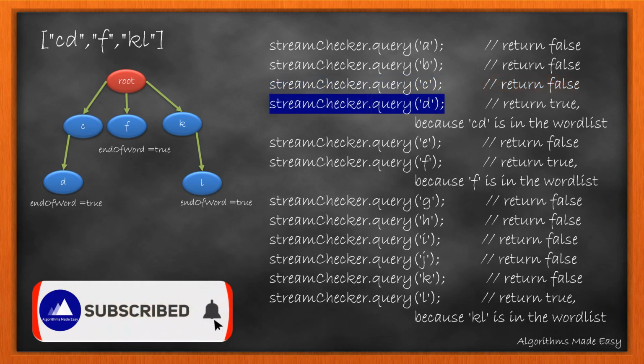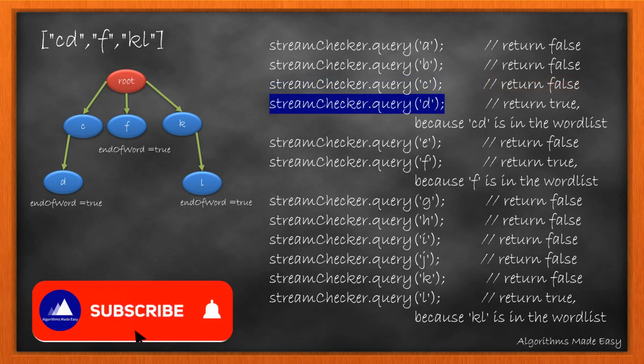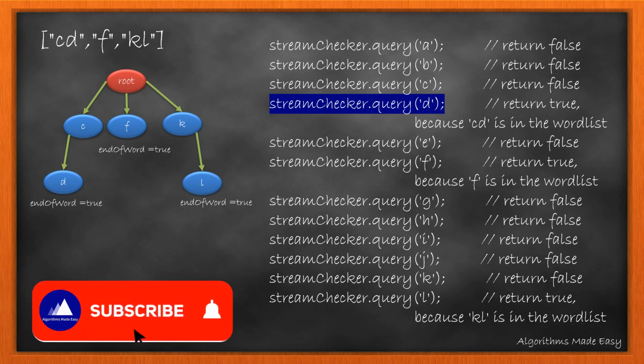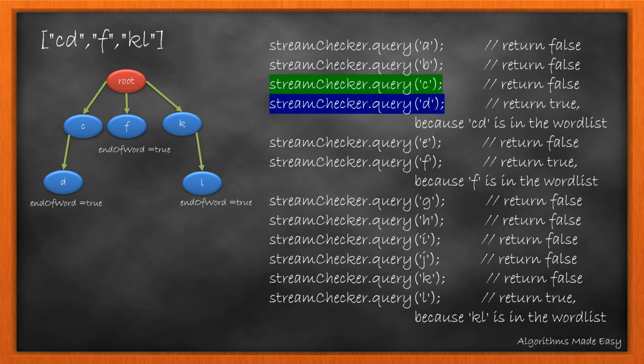Moving on to finding D, here comes a logic that we need to understand. Here we need to find a word which ends with D, and it can use the characters from the previous queries as well, but in a continuous way. As D alone is not present, we check for its previous query C and find any word which starts at C and ends at D. We know this word exists, and also D is the end of the word, so we return true.